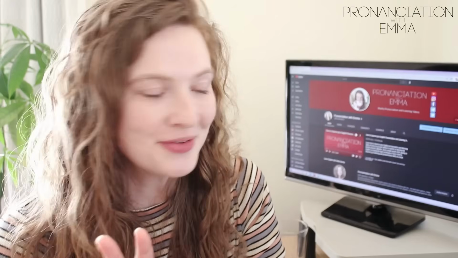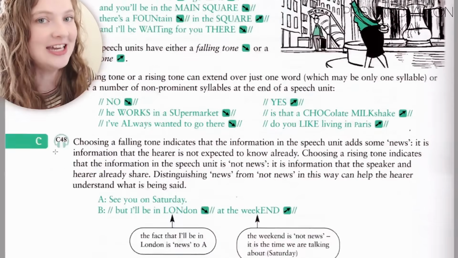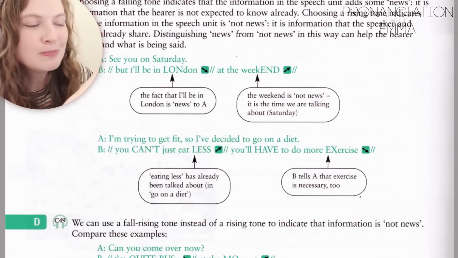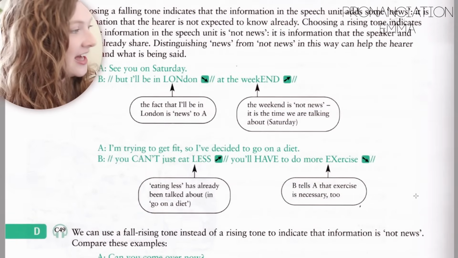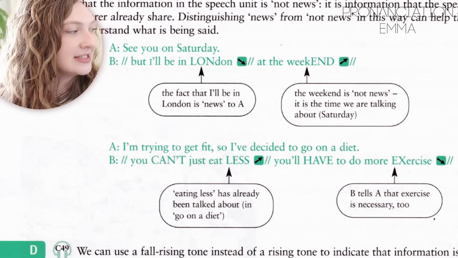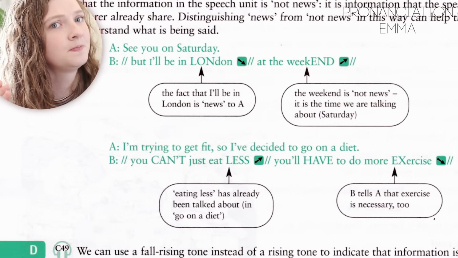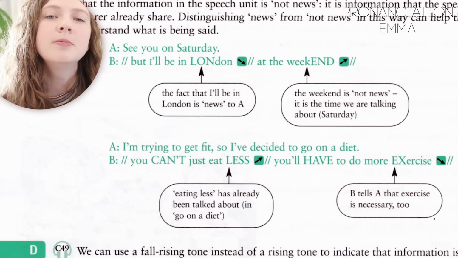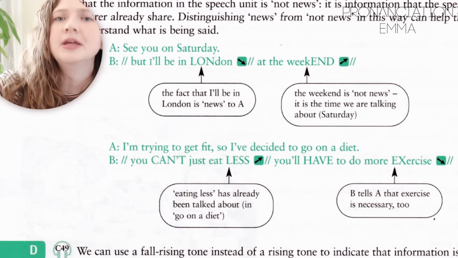So, now we've gone through that, we understand the rules and everything. Let's take a look at this part here. So, this is taking the text, but just shortening it down to a shorter example, basically. So, we've got here, see you on Saturday. B says, but I'll be in London at the weekend. More naturally, but I'll be in London at the weekend.